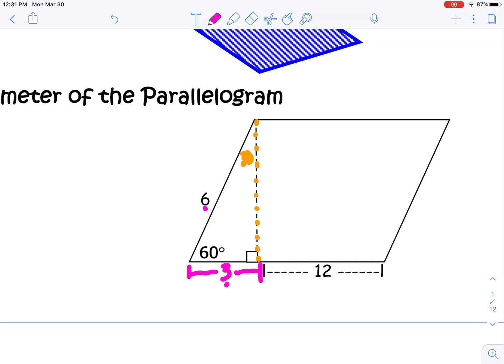Then I can go to the long leg, and again, I'm going from something short to something longer. So I'm going to be multiplying, and the factor of change between the short leg and long leg is square root of 3. This is the height of both the triangle and the parallelogram.